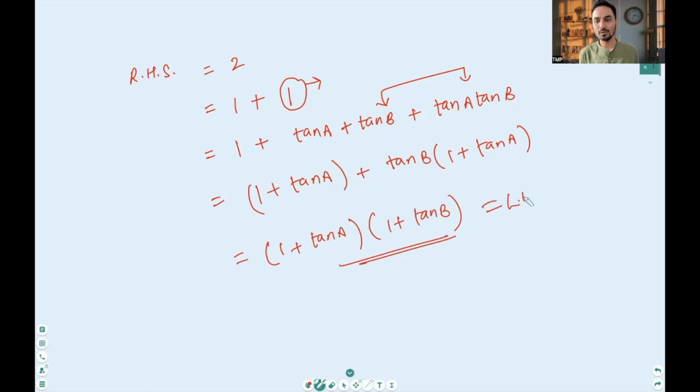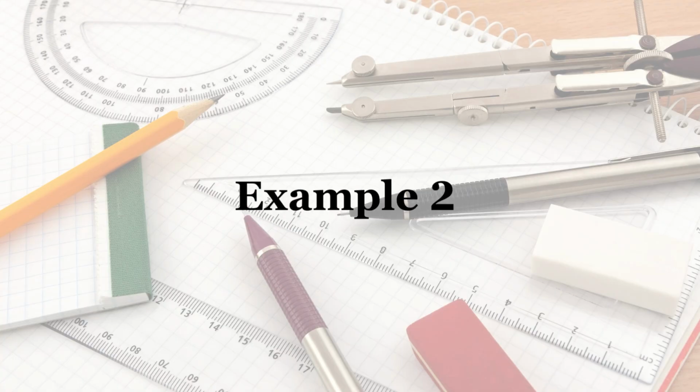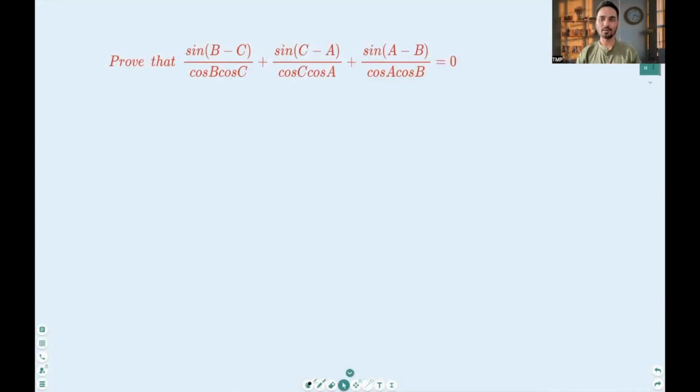And that is equal to the left-hand side of what we wanted to prove. Let's look at another example.